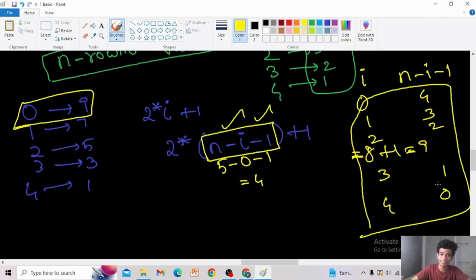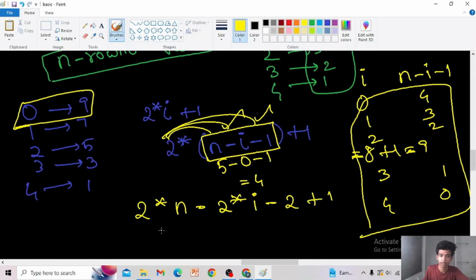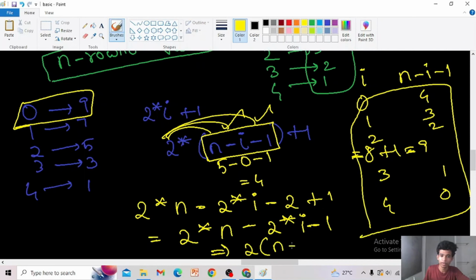This is the same formula. See here, 2 into n minus 2 into I minus 2. If I multiply this 2 with these elements plus 1, which is equal to 2 into n minus 2 into I minus 1, right? Again, I can write this as 2 into n minus I minus 1, if I take this 2 as common. That's what I have written there.